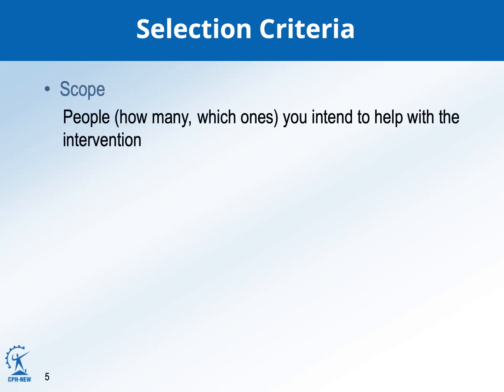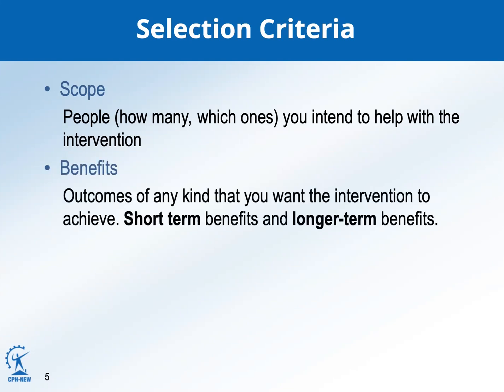Scope refers to the people you intend to help with the intervention. How many people and which ones will be targeted? Benefits refer to the outcomes you want to achieve with the intervention. What specific improvements do you want to see after implementing the intervention? Think about short-term benefits, such as changes in attitudes and behaviors, and longer-term benefits, such as fewer accidents and cost savings.